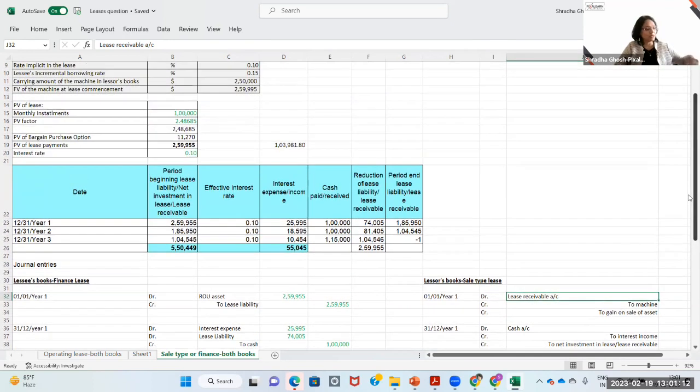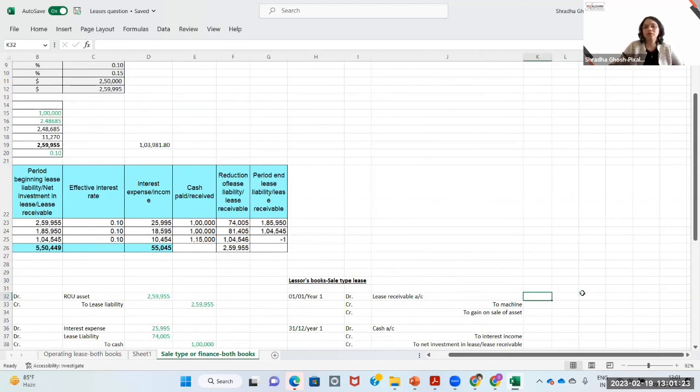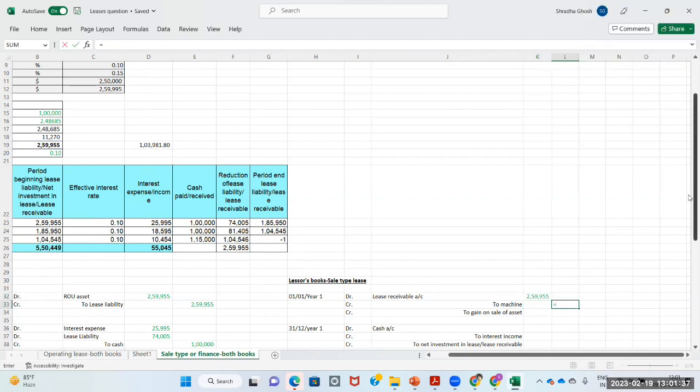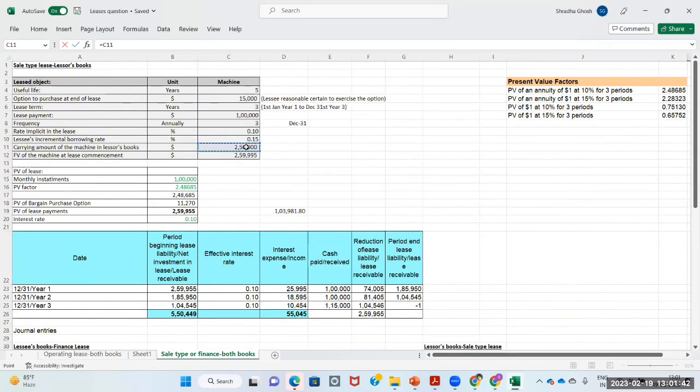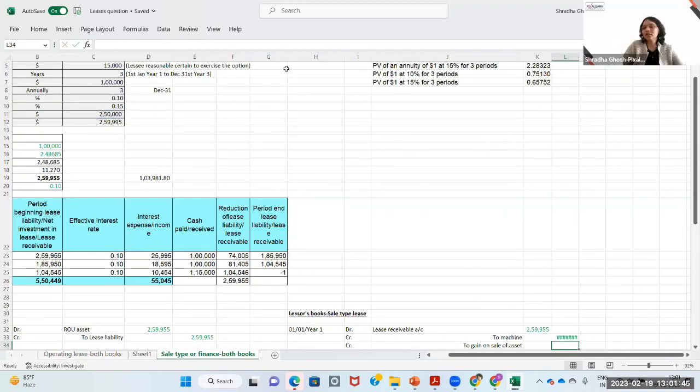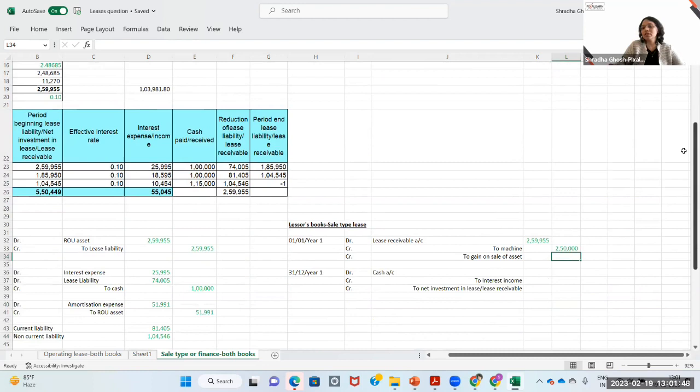Is this clear? So what is the journal entry? Who wants to take it? Anirban, do you want to try this? Tell me, how much is the asset that will be booked in the books of the lessor? Receivable? 259,995. Good. So the PV, the same figure that the lessee is going to give, the lessor is going to get as a receivable. Machine will go away from his books at what figure? Wait a minute. The carrying value was 250,000, right? And the balance will be gain on sale. So this much he has gained because he has sold the asset.